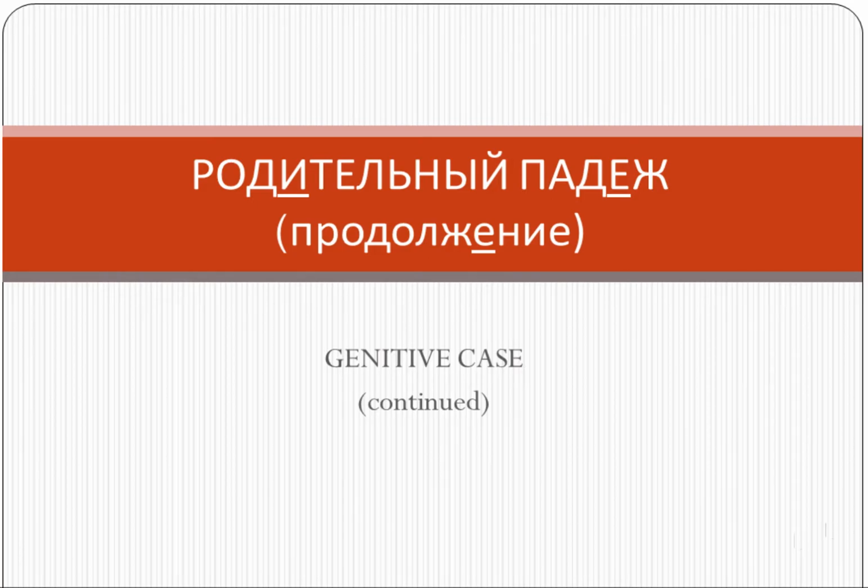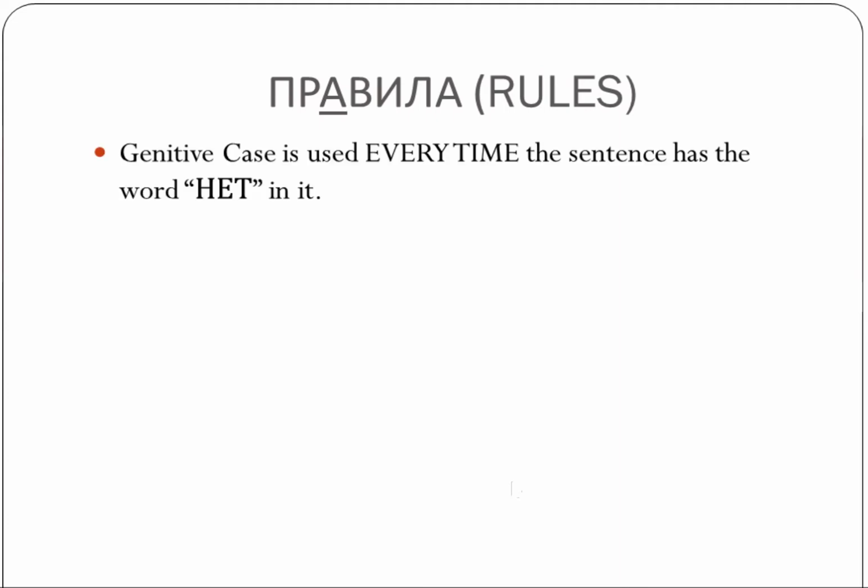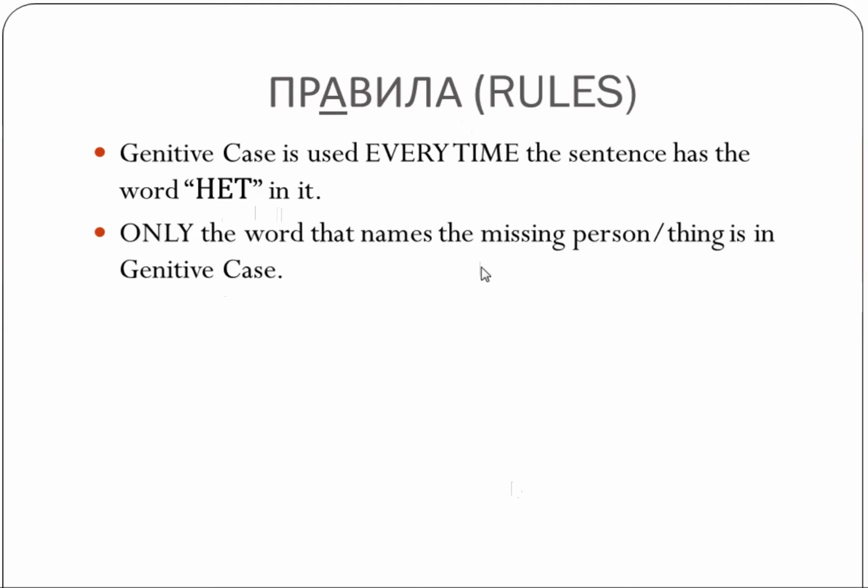Добрый день. We continue our discussion of the genitive case, родительный падеж. Продолжение. This is a continuation. So you already know that in Russian the genitive case is used when there is the word нет in a sentence to indicate absence of someone or something. So we were saying that the word that names the person or thing that's missing will be in genitive case.